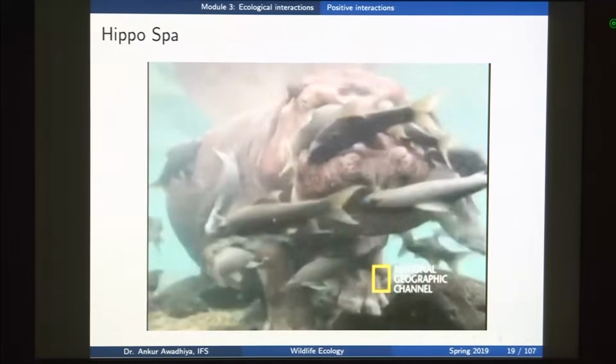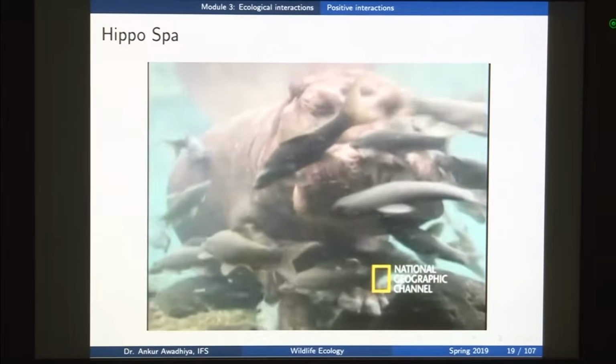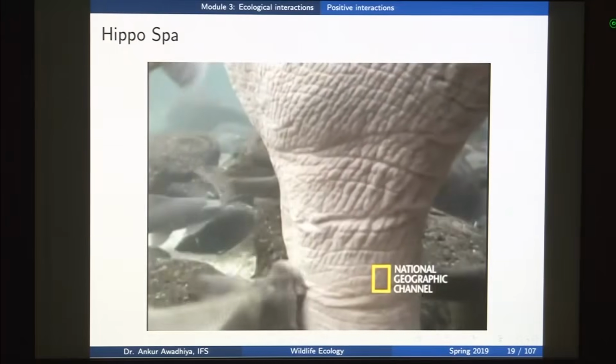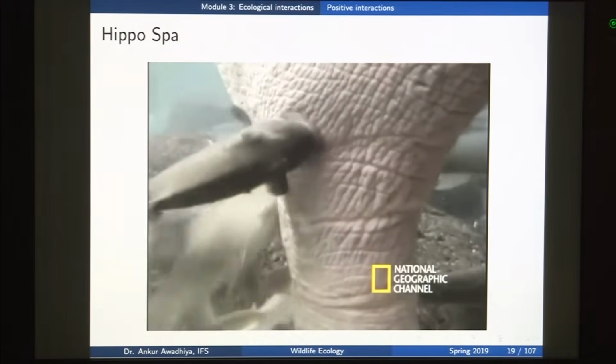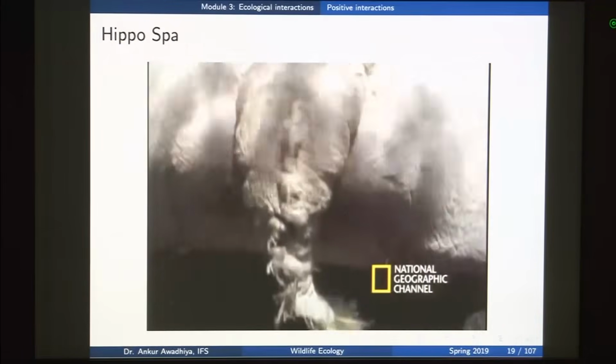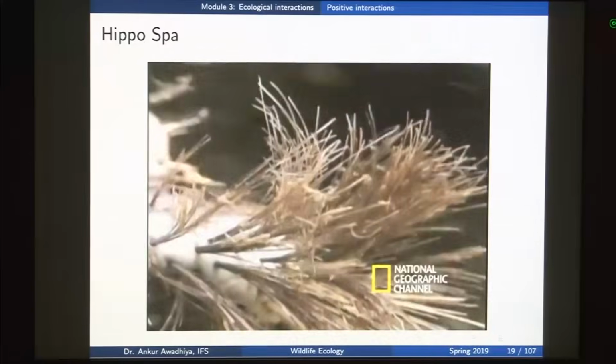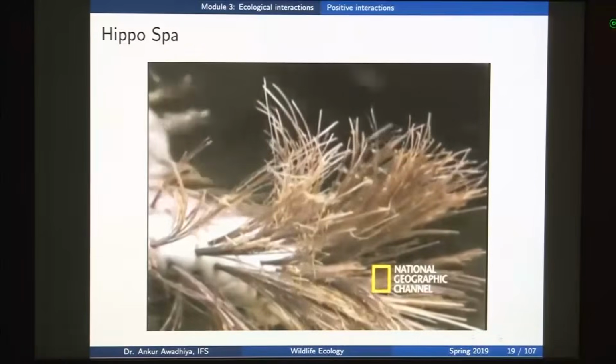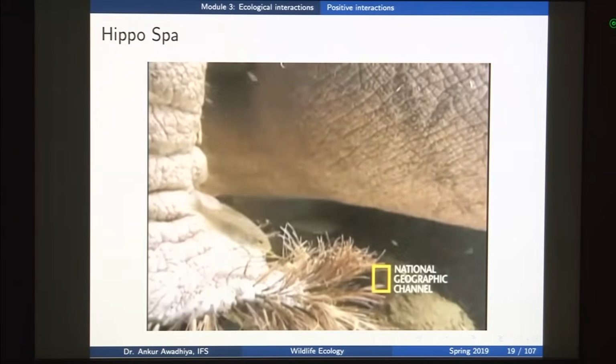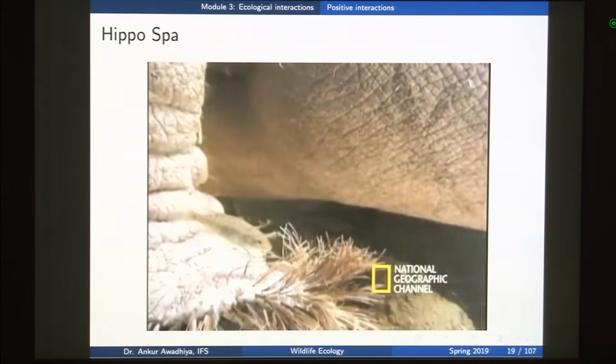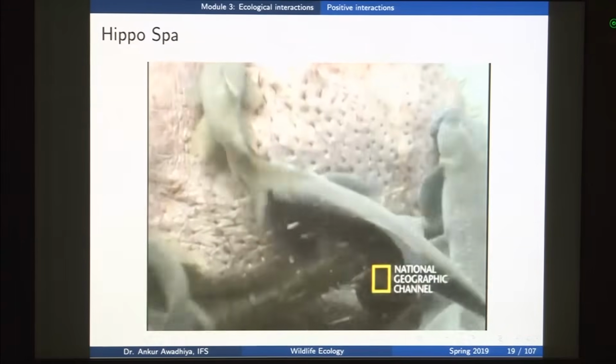Now, in this process, the hippopotamus is getting a benefit because its body is getting cleaned up, so it will have fewer diseases, whereas at the same time the fishes are also getting a benefit because the dead skin cells of the hippopotamus serve as food for these fishes.